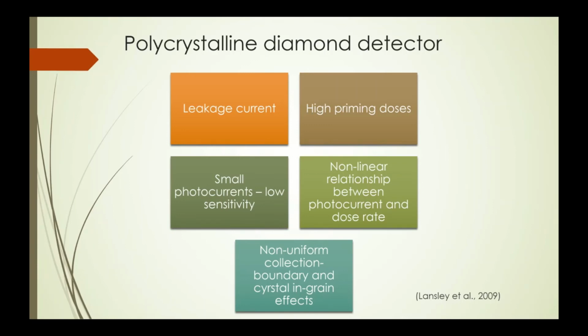The priming dose is needed for a crystal diamond detector to saturate the amount of space charges via irradiation to stabilize the output signal of the detector.